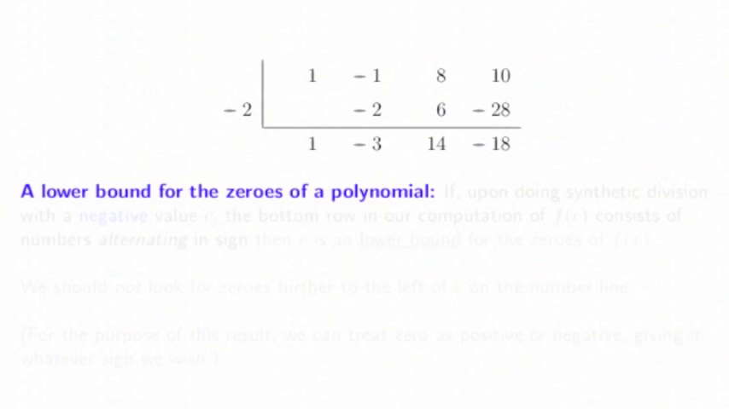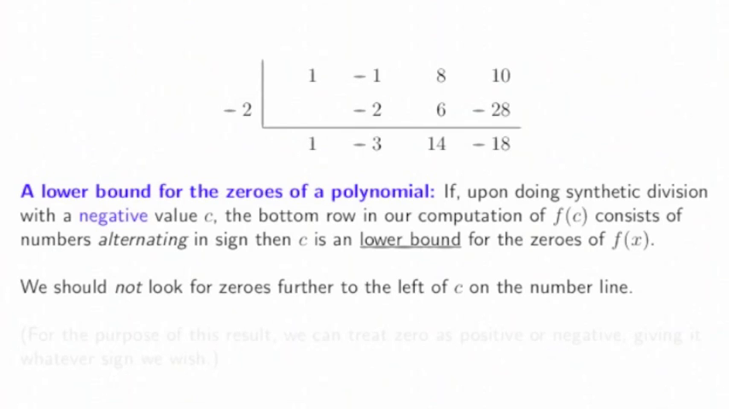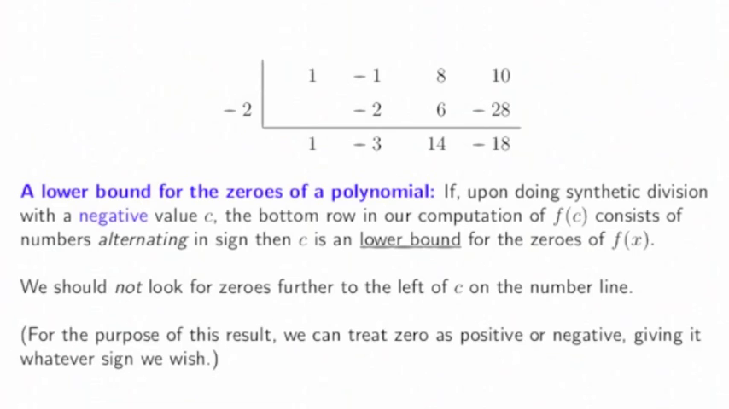A lower bound for the zeros of a polynomial: if upon doing synthetic division with a negative value c, here we did minus 2 for example, the bottom row in our computation consists of numbers alternating in sign, plus, minus, and so on, then that c is a lower bound for the zeros. We don't need to look for zeros further along the real line to the left of c. For the purposes of this result, we'll always treat 0 as positive or negative, giving it whatever sign we wish to make it convenient for us.